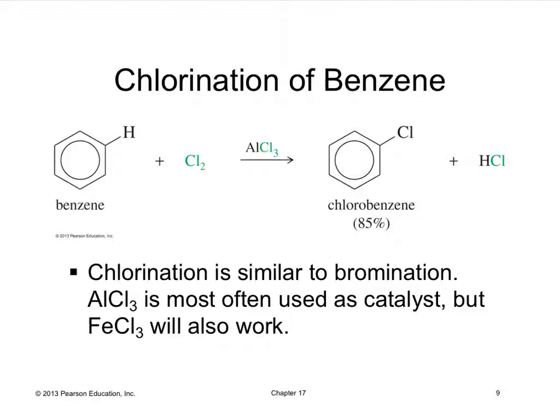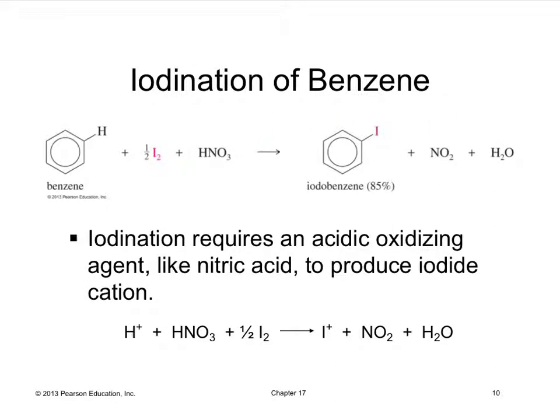You can actually do chlorination of benzene. Chlorination happens in the presence of a catalyst. Instead of iron tribromide, use aluminum trichloride, and you can get electrophilic aromatic substitution and generate the chlorinated product. The mechanism is the same as the iron tribromide bromination, so I won't go into detail. You can do the same thing with iodine.